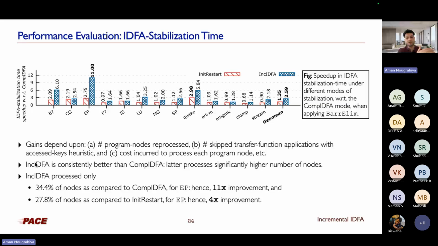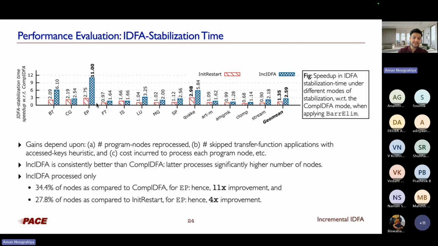And then we noticed that Inc IDFA is consistently better than Comp IDFA. All these blue bars, their values are above 1.0, and I also correlated this with the actual number of times the different nodes were processed.